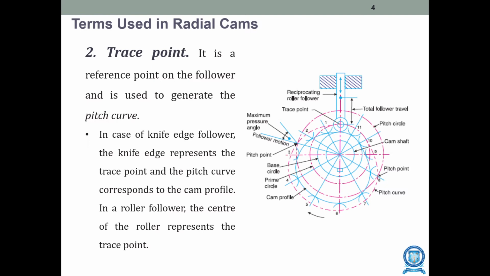And the pitch curve corresponds. In the case of a knife edge follower, the knife edge represents the trace point and the pitch curve corresponds to the cam profile. You can see the pitch curve here. If it is a roller follower, the center of the roller will be your trace point. You can see your trace point here. This is a very important terminology used in the radial cam.